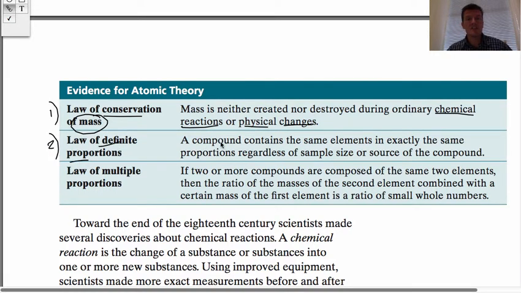The law of definite proportions. Let's look at this one. This one says a compound contains the same elements, like H2O, in exactly the same proportions regardless of sample size or source of the compound. So you could have an individual molecule of water, and the hydrogen and oxygen atoms are going to be in a ratio of 2 to 1, H2O. You could have a full glass, a gallon, a pool full of water, and the ratio of hydrogen atoms to oxygen atoms is still going to be 2 to 1 because that is the ratio in which that compound is formed. Okay?